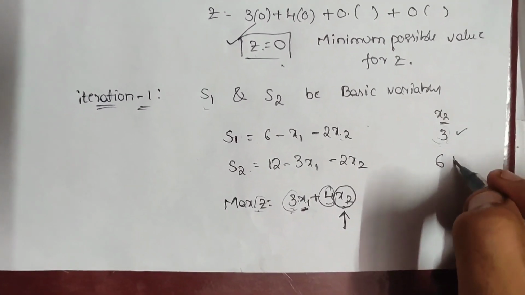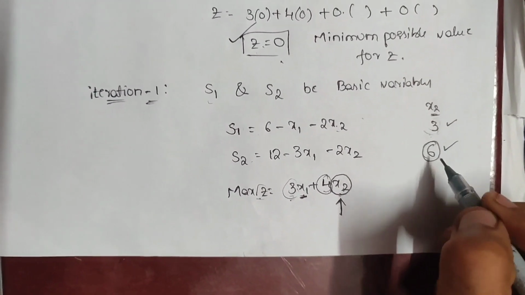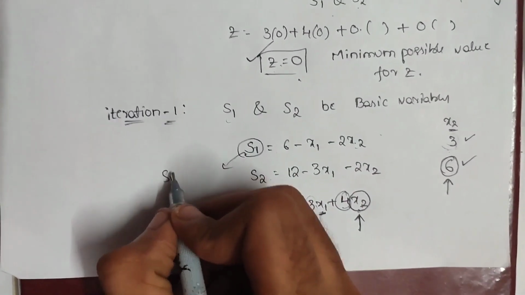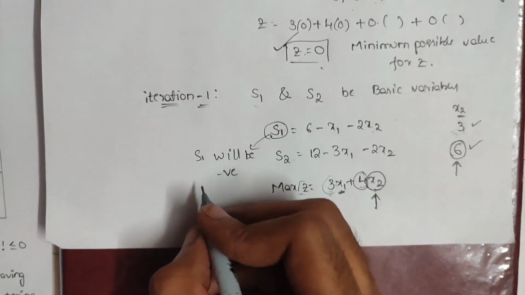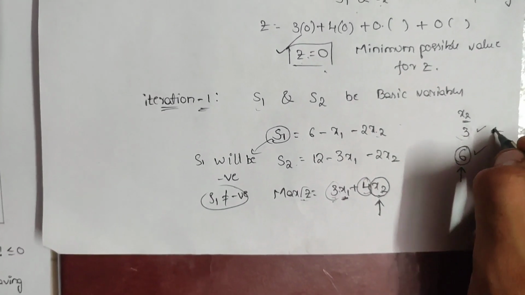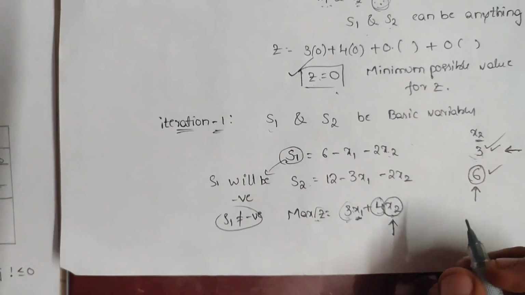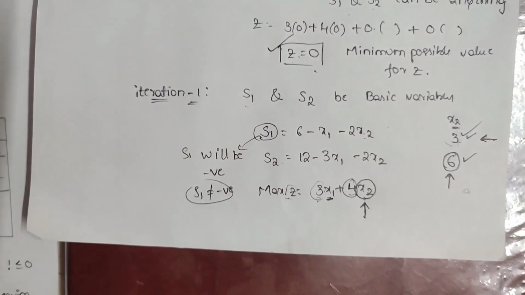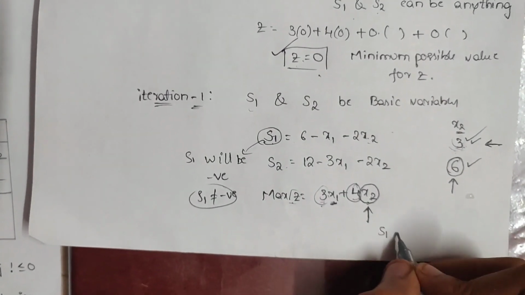So these two be the possible values for x2. But whenever the x2 value is 6, the value of s1 will be negative. S1 can't be negative. So let us consider x2 as 3. So the value of x2 should be 3. Now if the value of x2 is 3, then the value of s1 will be 0.